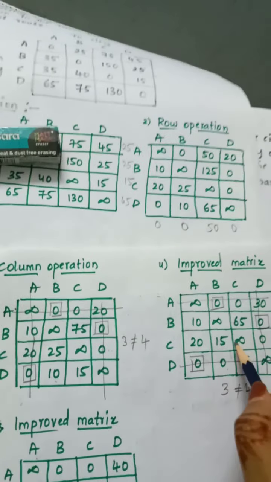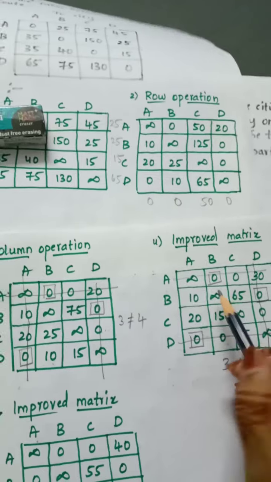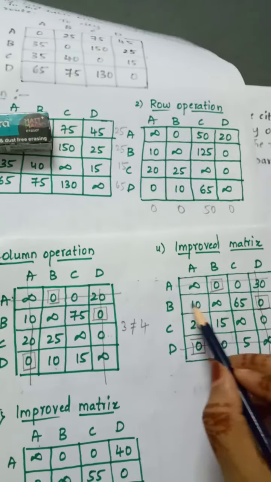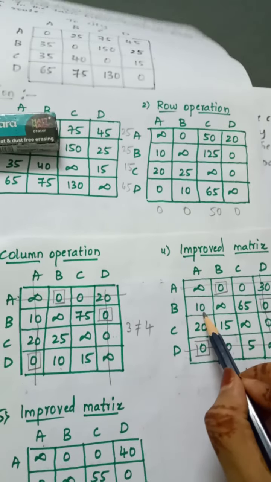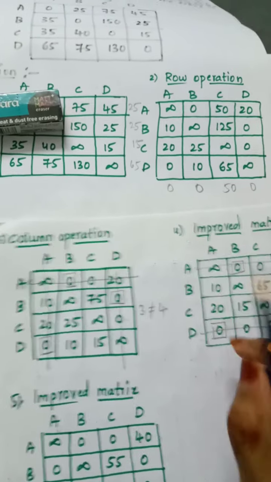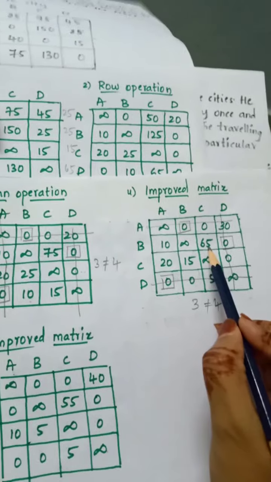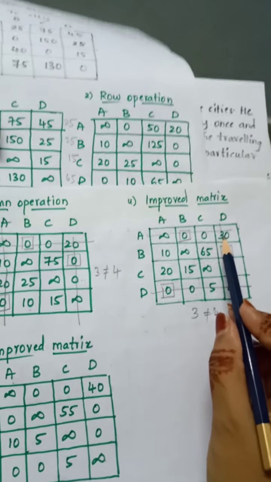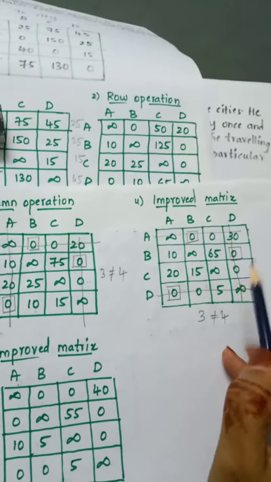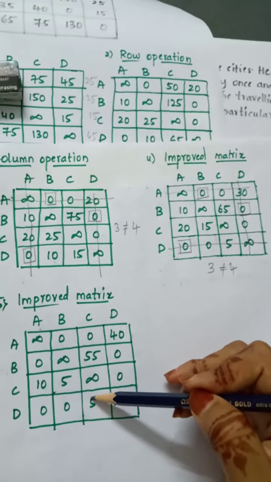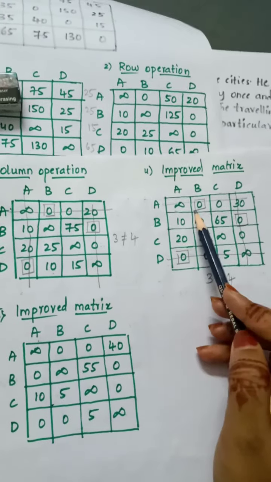Okay, so in these undeleted values, again we have to follow the same procedure, students. What are the undeleted cells? 10, 20, 15, 65. In these undeleted values, what is the minimum value, students? The minimum value here is 10. Okay, so we have to subtract it from the remaining undeleted values and add to the intersected points, and the values which have been deleted remain the same. So here is another improved matrix, students. Infinity remains same, 0, 0.